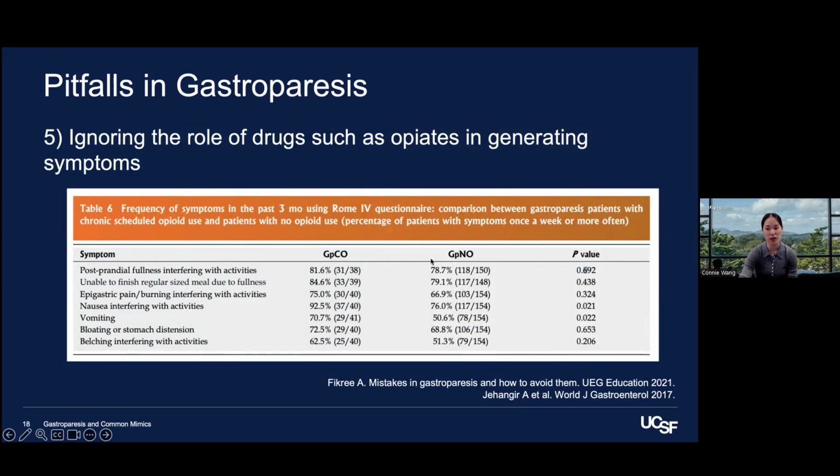This study looked at patients on chronic opiates compared to those who were not, and found that symptoms in patients with gastroparesis were significantly worse for most symptoms when they were on chronic opiates. And also keep in mind other medications that can be associated with delayed gastric emptying, other than opiates, which we classically think of. These can include anticholinergics, like Bentyl and hyoscine, and antipsychotics, another really common one that I see. And then again, GLP-1 agonists, which I think we're all really aware of in terms of their impact on gastric emptying.